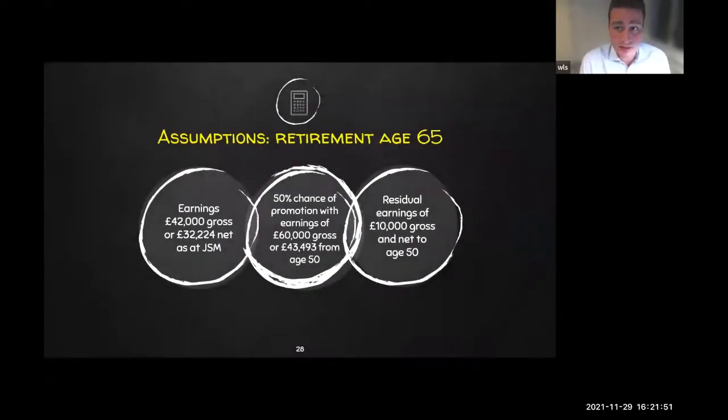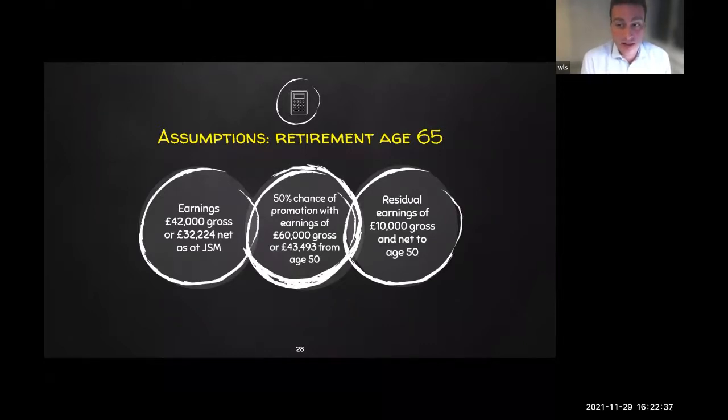And the assumptions relating to future loss are as follows. Penny's a teacher. Her normal retirement age as a teacher is 65. Her earnings as at the time of the JSM are continuing at 42,000 gross or 32,224 net. But to spice things up a little bit, she's got a 50% chance of promotion to earnings as a head of department to say £60,000 gross or 43,493 from age 50. And in the future, although she is wheelchair bound, she still has capacity and still very keen to get back to some work if she can.